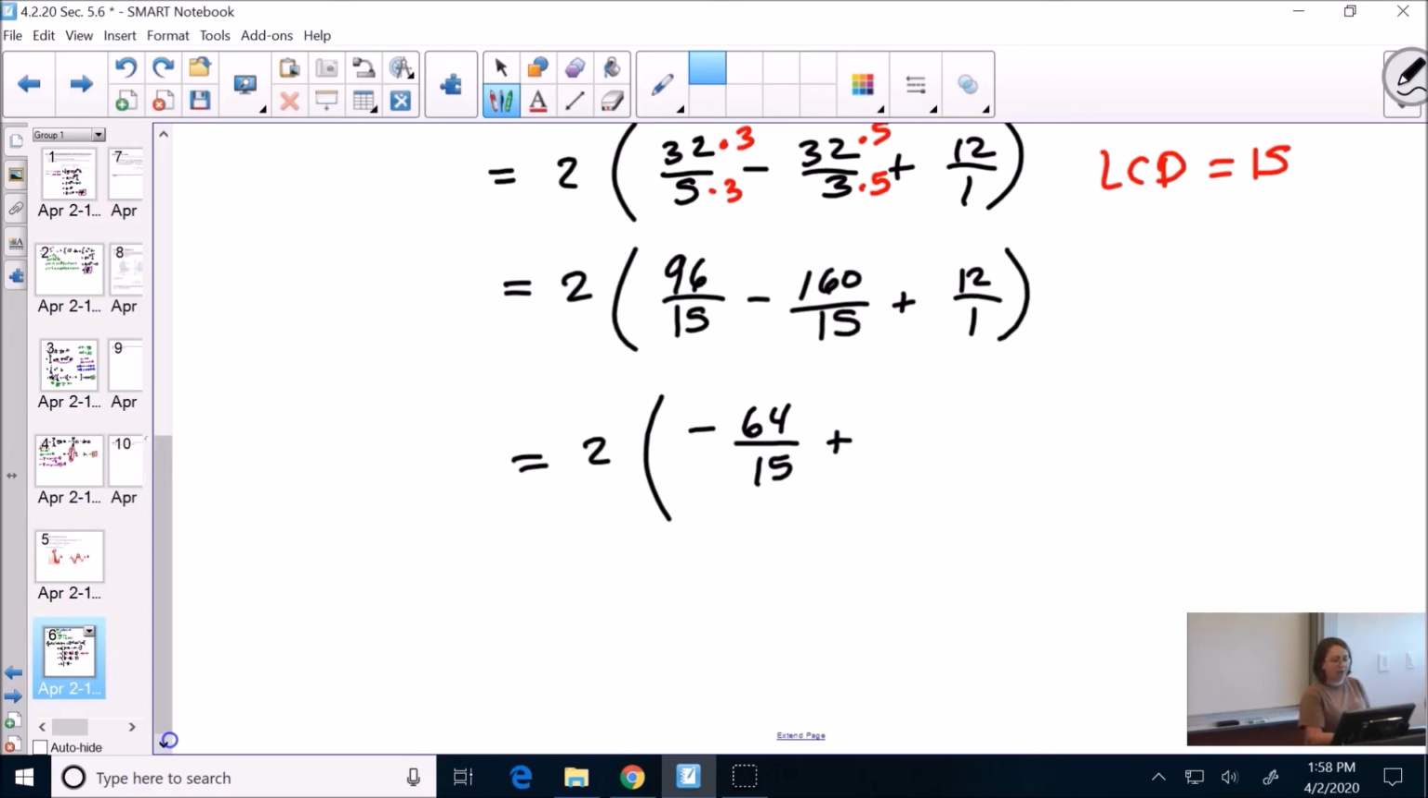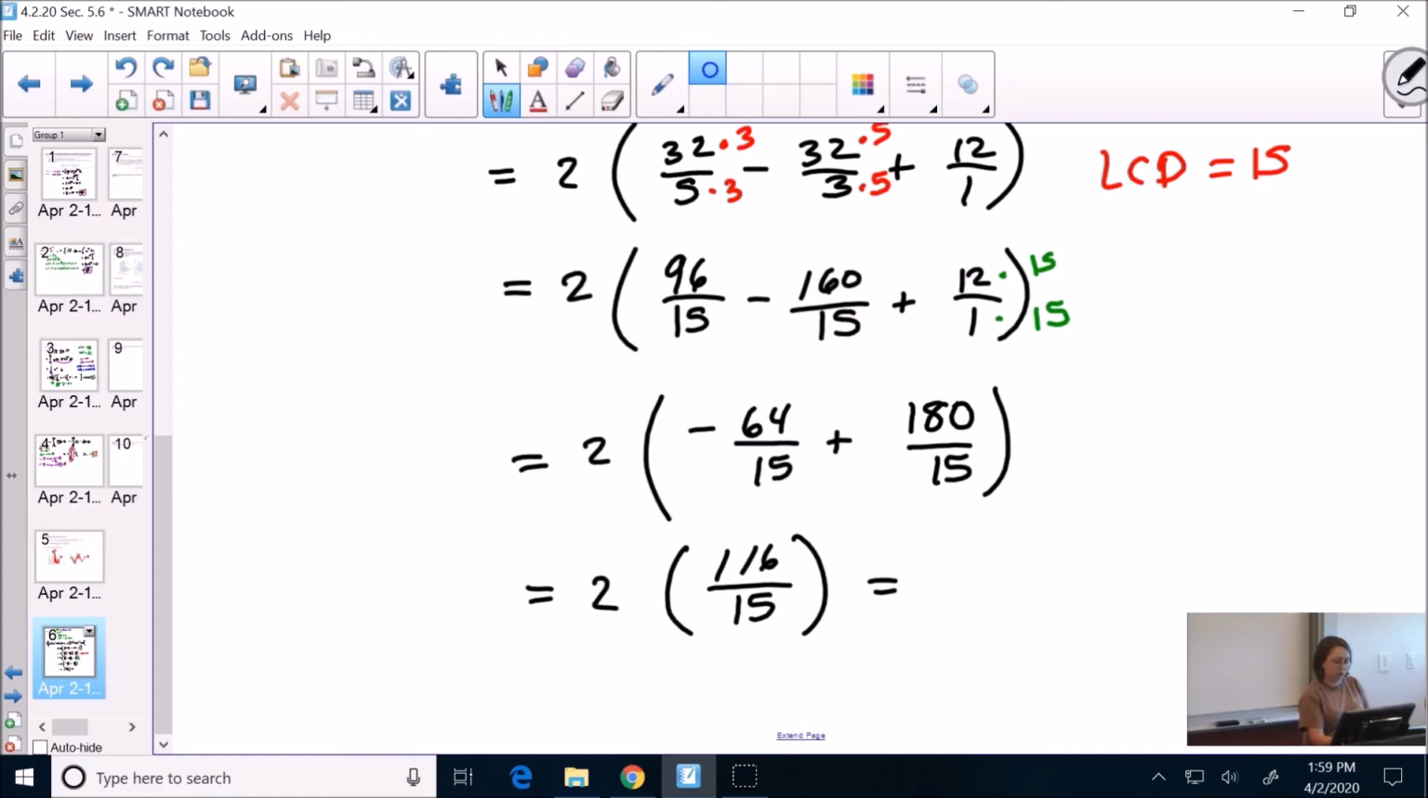So the 12, we have to get a common denominator. So multiply top and bottom by 15. So that would be 180 over 15. 2 times 116 over 15, times 2, so 232 over 15.